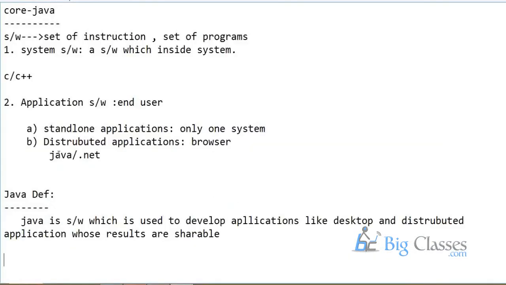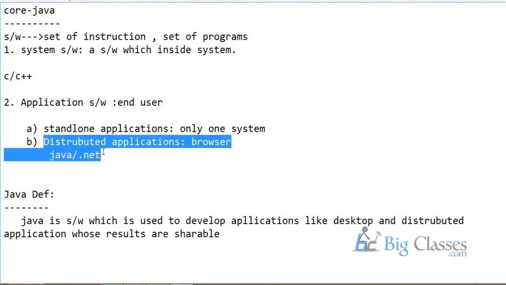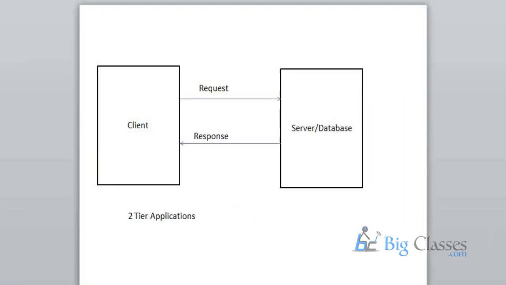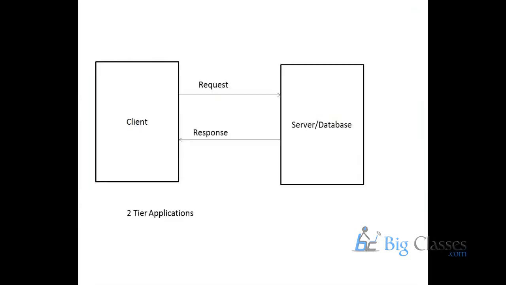One more thing is, in distributed or standalone applications, we are having some files. For example, this is the example for client-server applications. The client will be there and the server will be there, server or database. The client is nothing but a software which gives a request every time and gets the response from the server. The server is also one of the software. It takes the request from the client, processes the request, and gives the response back to the client. So the client gives the request, the server processes it, and the client gets that response. This type of application is called a client-server application.